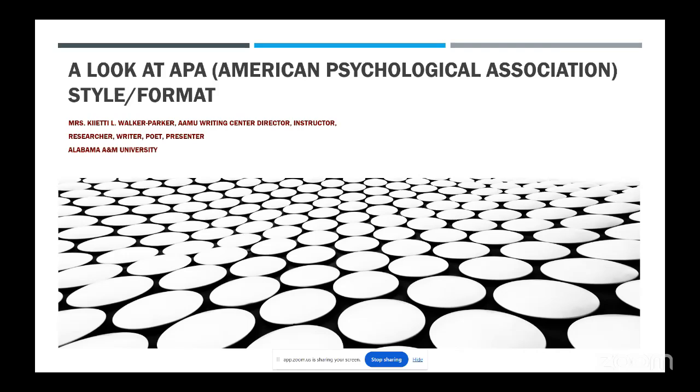And that brings us to the purpose of this workshop. This will be a series of workshops in which we will look at APA style and format, which is by the American Psychological Association. This formatting style is typically used by those who are majoring in the sciences. However, APA, American Psychological Association, as well as MLA, Modern Language Association, are probably the two most popular style formats. However, there are many, many more.